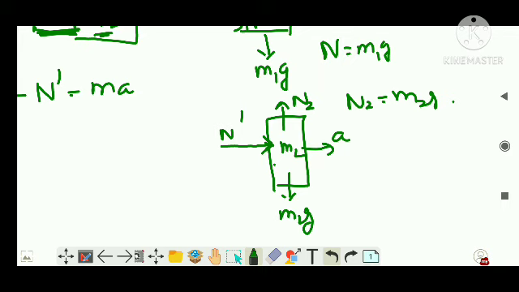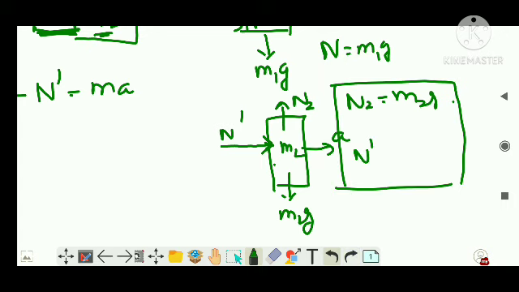Then you will ask me, what is the force? Force is acting on M1 and M2? No, force is acting only on M1. It is not acting on M2. M2 is moving in the forward direction due to the pushing from M1, or I can say due to the normal reaction, which is this one. Okay, right? So here I can write N dash is equal to M2A. Right?